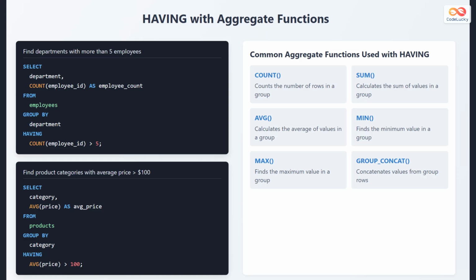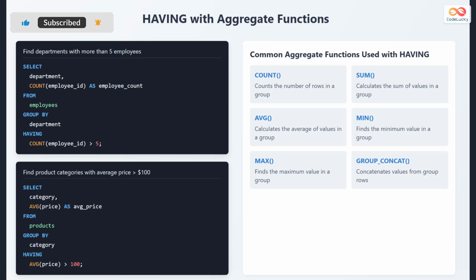Another example is to find product categories with an average price greater than $100. Select the category and the average price as average price from the products table. Group the results by category. Then, use the HAVING clause to filter categories with an average price greater than $100.